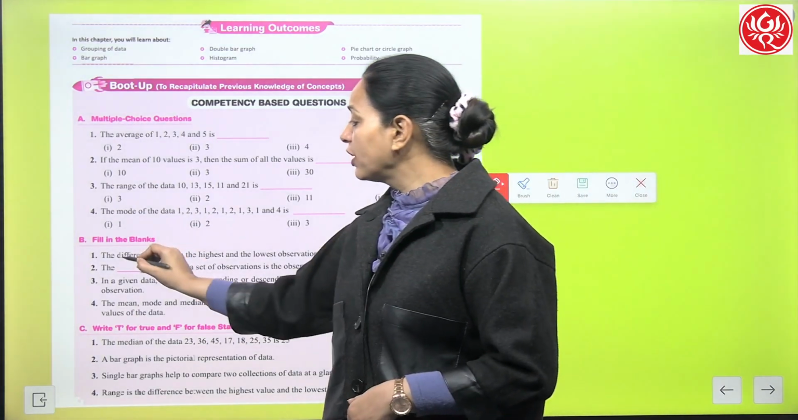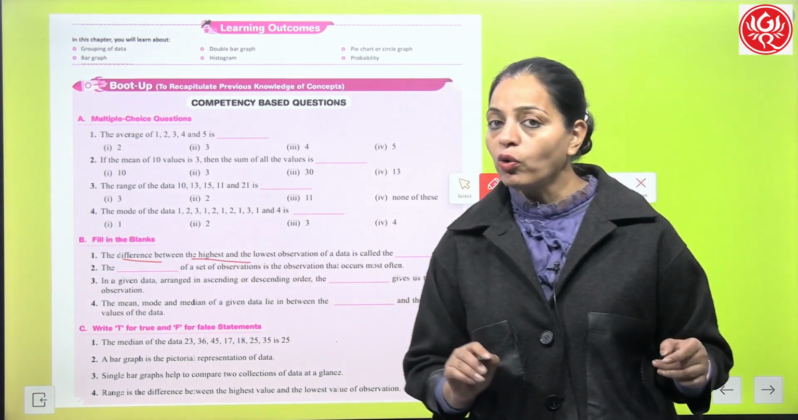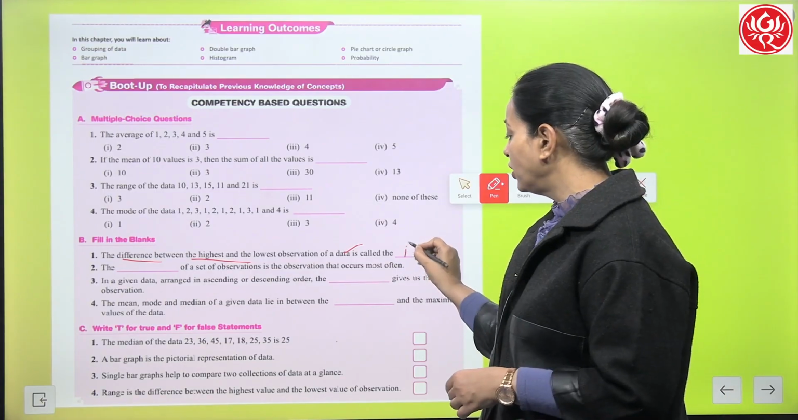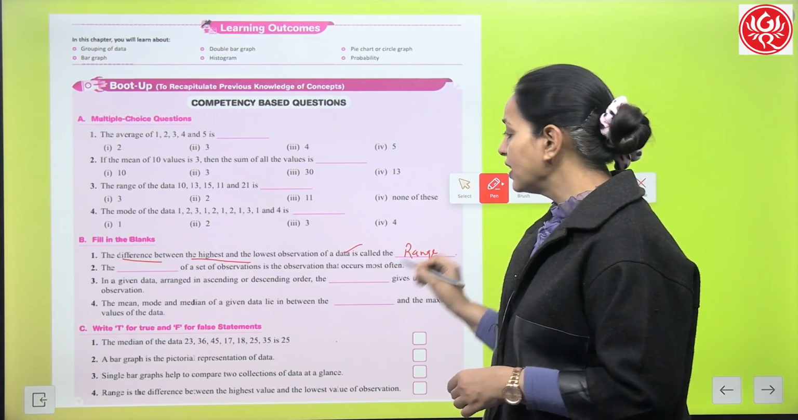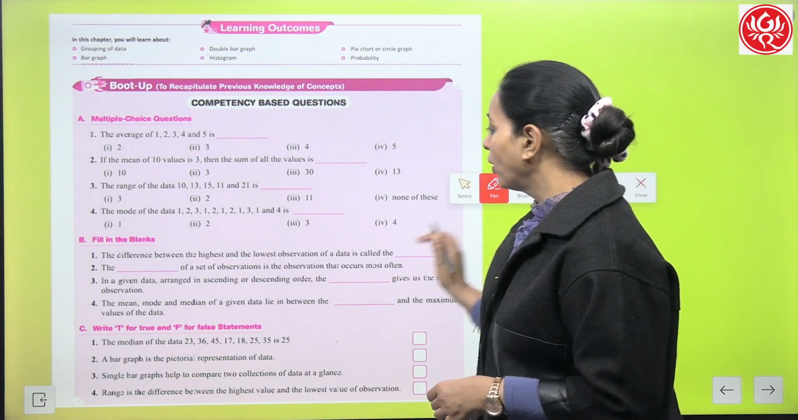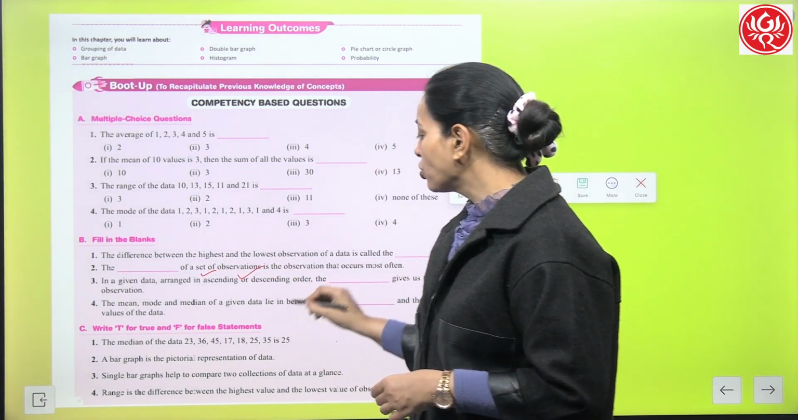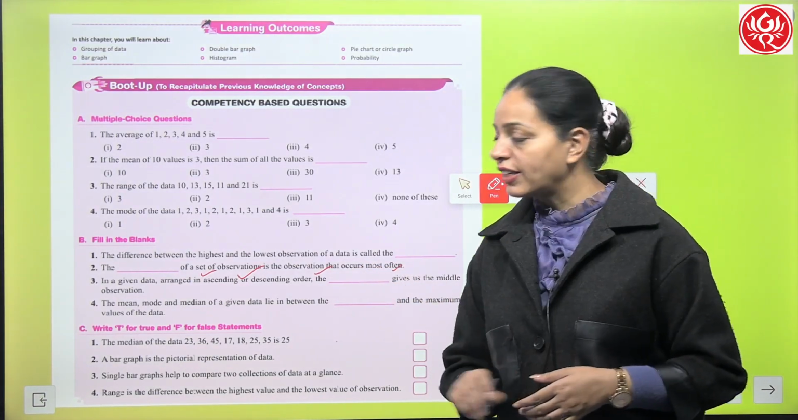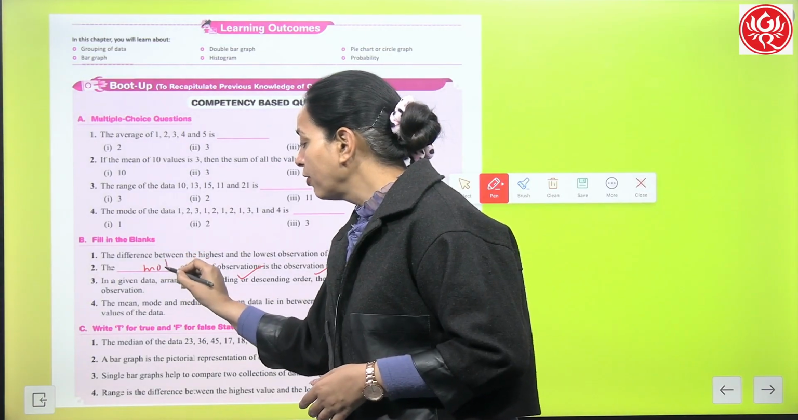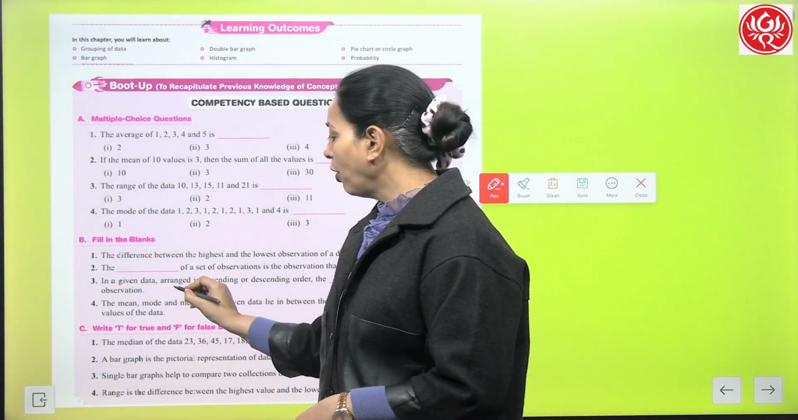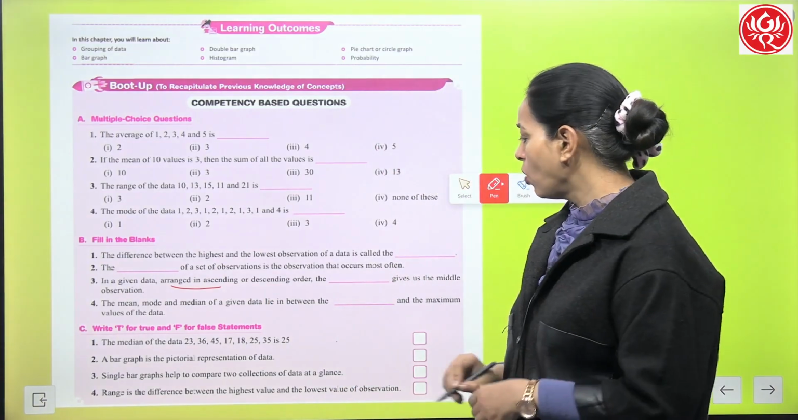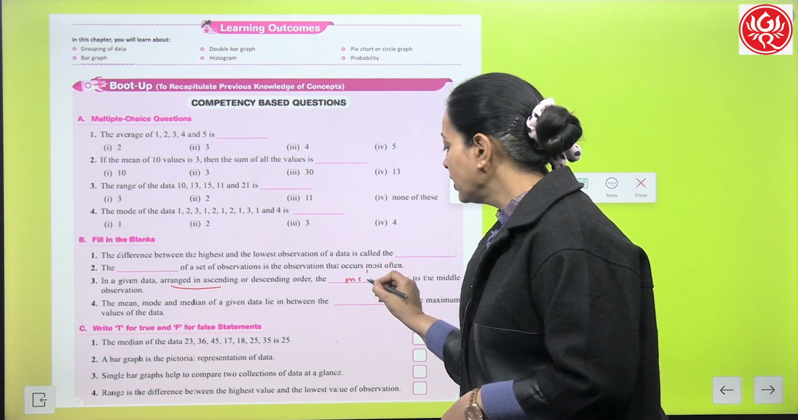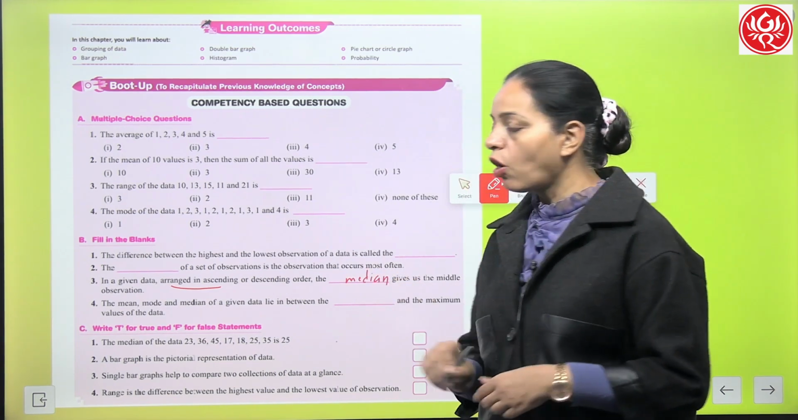The first one, the difference between the highest and the lowest observation of a data is called the range. What is this? This is range. The second one, the dash of a set of observations is the observation that occurs most often, that is mode. The third one, in a given data arranged in ascending or descending order, the dash gives us the middle observation, that is median gives us the middle observation.